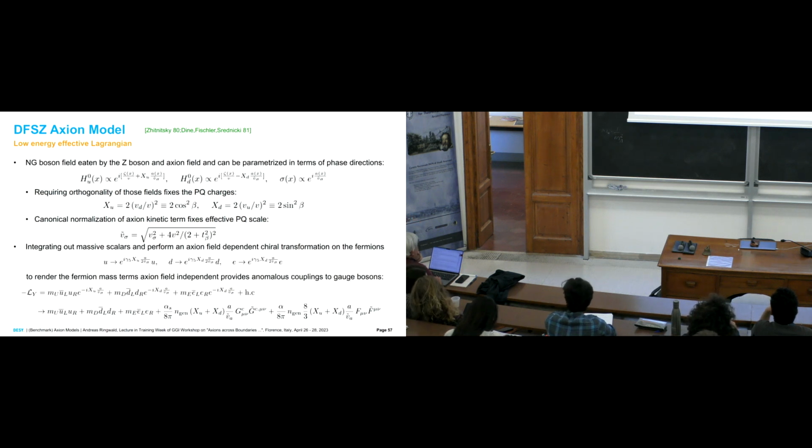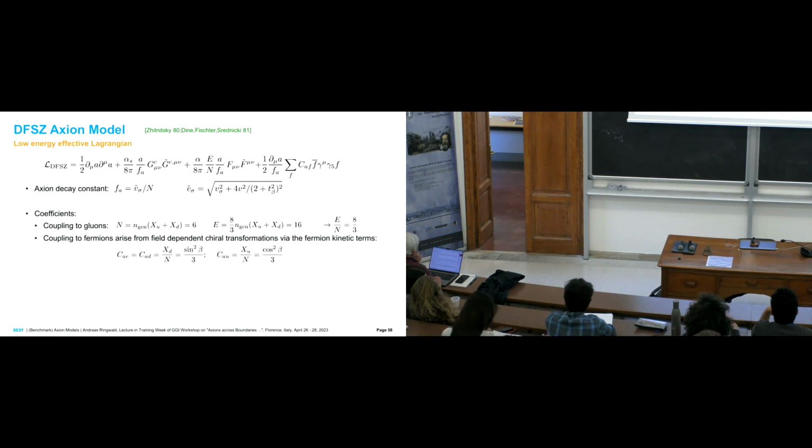So now we can bring this to the previous standard form by introducing the axion decay constant, which is in this case ṽ divided by N. N is the number of generations times X_u plus X_d, which is 6 in this case, and E, as I said before, is 16 in our case. So E over N is 8 over 3, as promised by Giovanni.